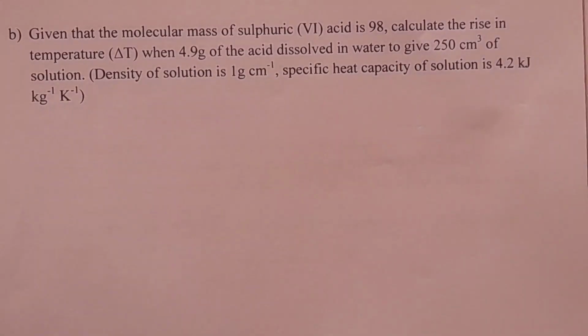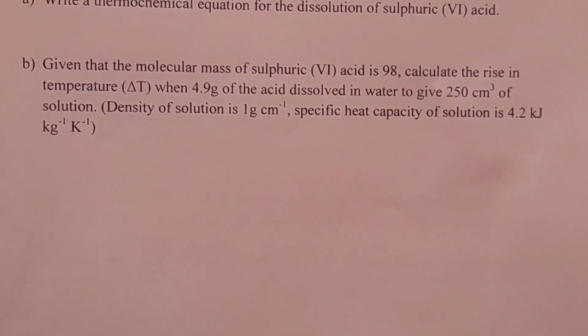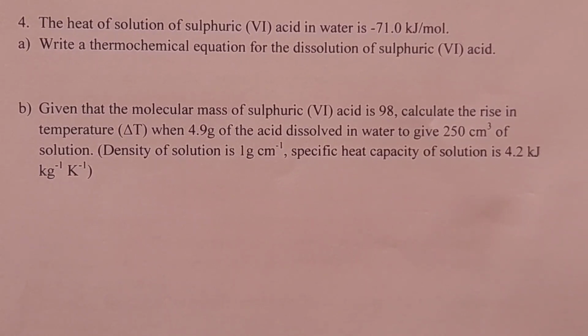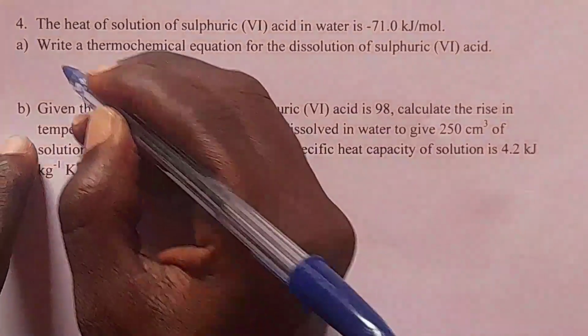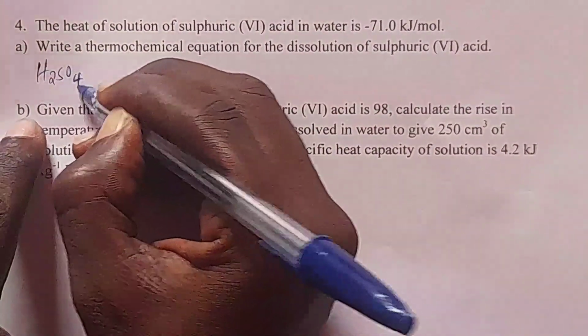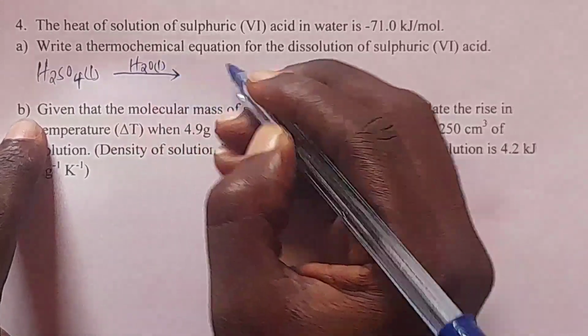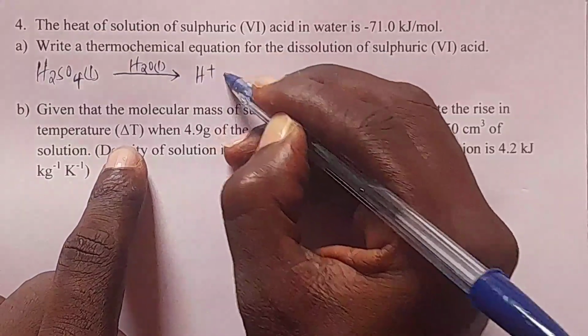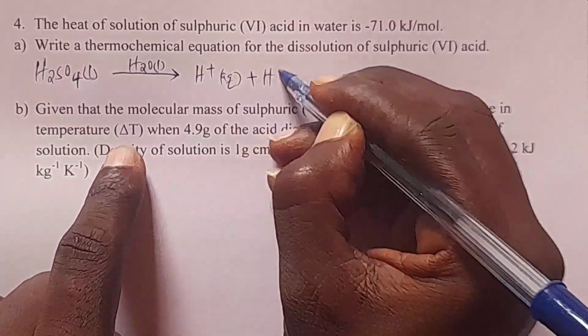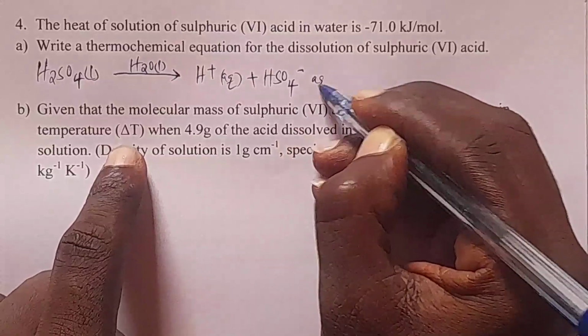We go from question 3 to question 4. That was question 3. So question 4, we're having part A. We are told the heat of solution of sulfuric acid in water is negative 71.0 kilojoules per mole. Write the thermochemical equation for the dissolution of sulfuric acid. So we're having our equation as sulfuric acid, which is liquid, plus water, liquid. We are going to get hydrogen ion, aqueous, plus hydrogen sulfate ion, which is also aqueous.